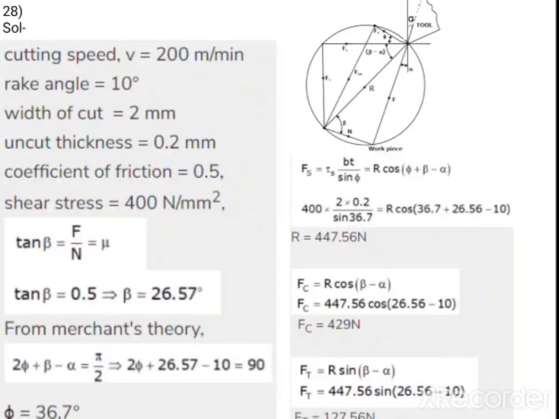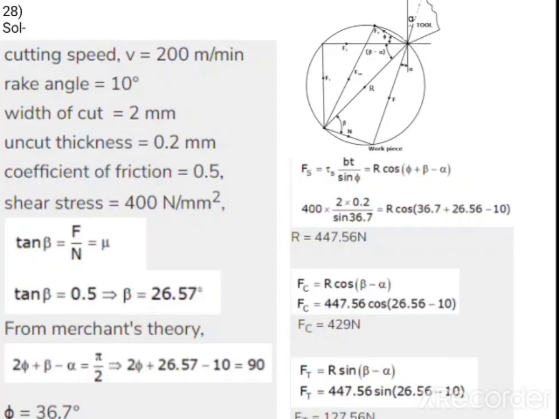Here you can use the cutting speed given, rake angle given, width of cut, uncut thickness 0.2, and coefficient of friction also given. You can apply tan beta equal to F by N, that is mu. Tan beta is equal to 0.5, so beta is 26.57. From Merchant theory, 2 phi plus beta minus alpha is equal to pi by 2. From that you will get phi equal to 36.7. Once you have all the angles, you can apply the formulas. So what are the formulas? Fs, the shear force, how to calculate?